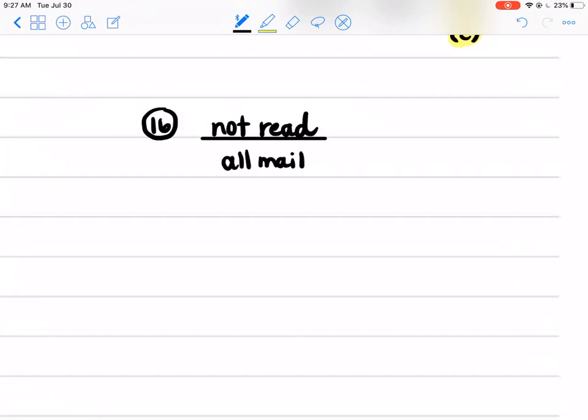And I'd say at our house this is true. We get a lot of junk mail.